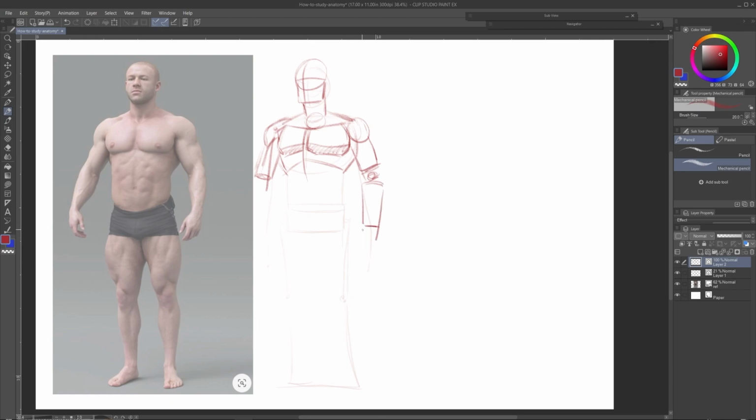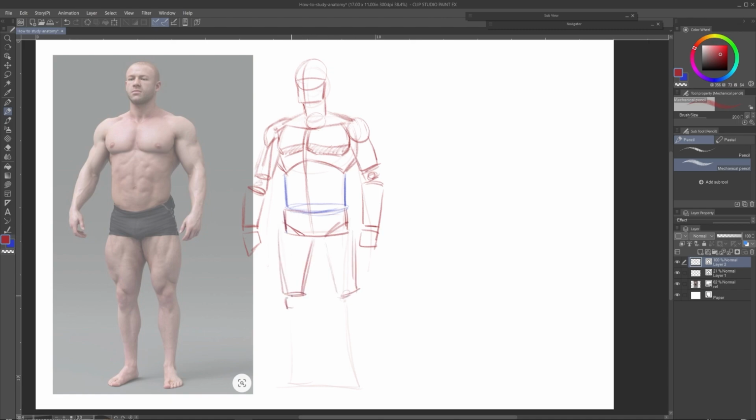When you are starting, one of the things that helps me a lot is finding the forms. So what you see here is I'm defining the forms of the chest, the arms, which are mostly cylinders, the deltoids are mostly spheres. Finding those forms first helps you, again, to establish the proportions of the figure you're studying.